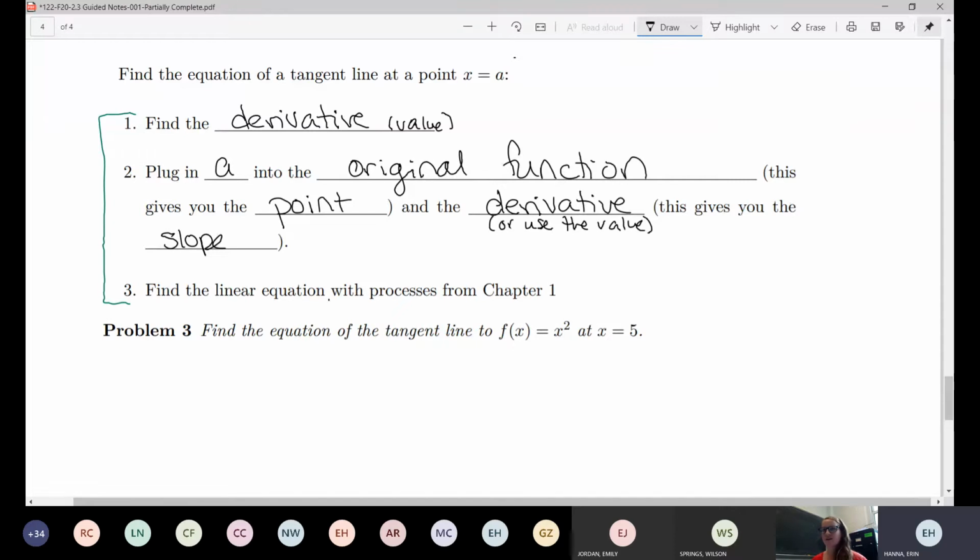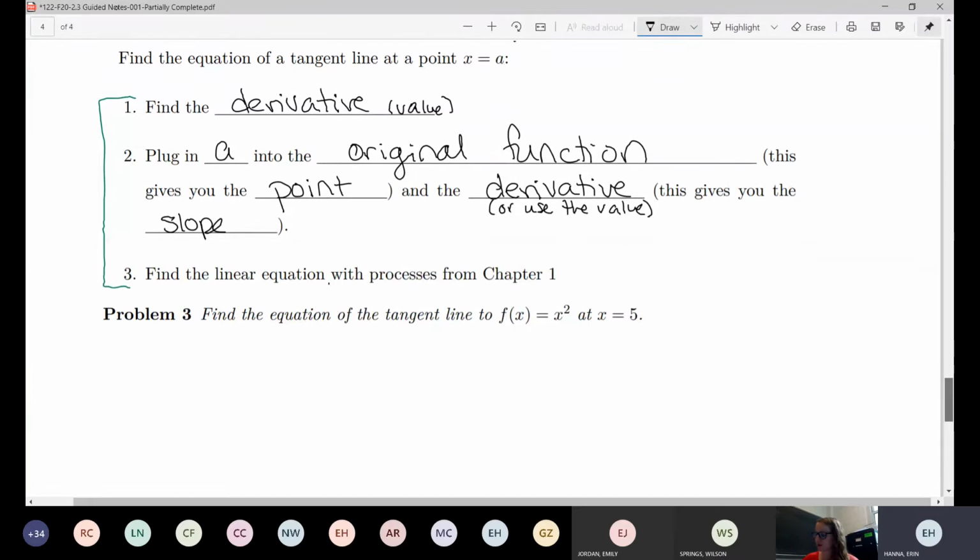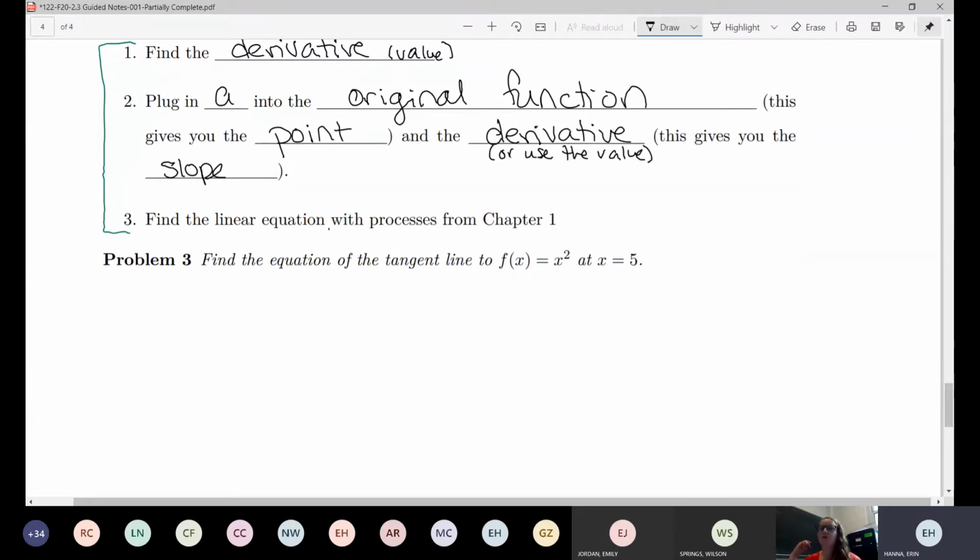And then we use that linear equation process back from chapter 1 to write the y equals mx plus b. So let's do one of those. Let me just scroll down a little bit. There we go. Find the equation of the tangent line to the equation x squared at x equals 5.